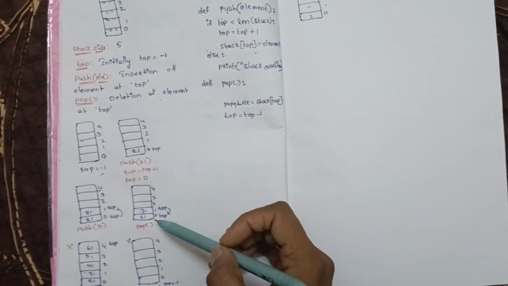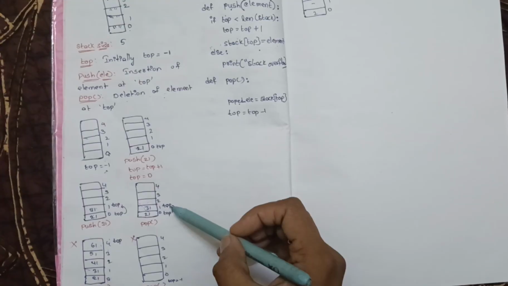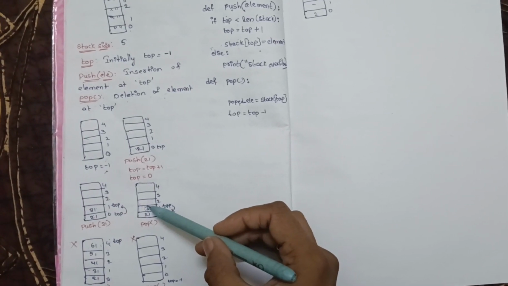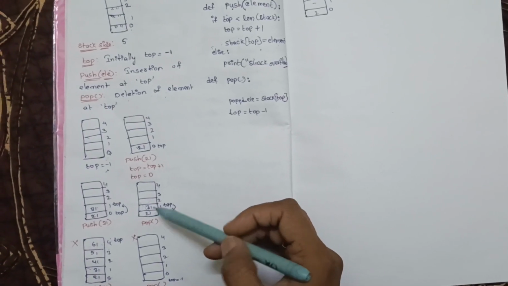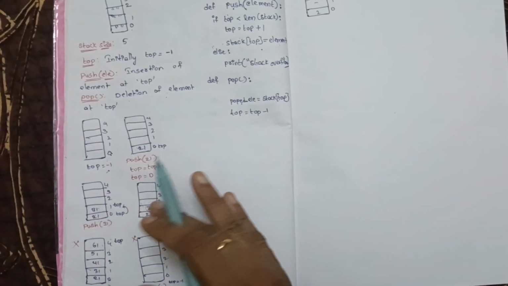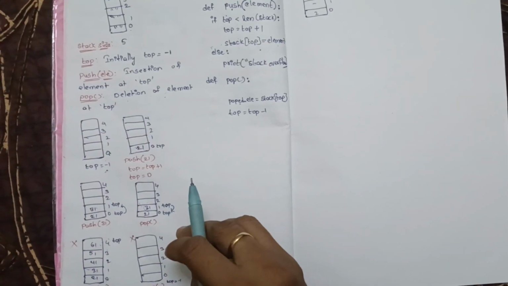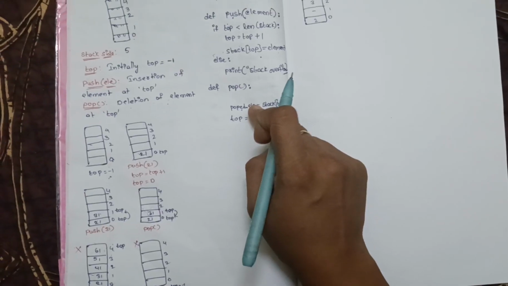That means whenever the push operation happens next time, top will move from the 0th index to the first index, and the next element insertion will happen in this place. That means this 31 will be replaced with the new element that is pushed into the stack. And I would like to return that popped element.